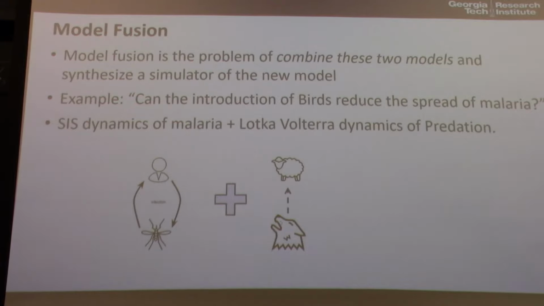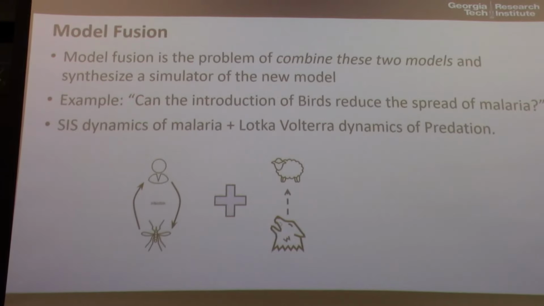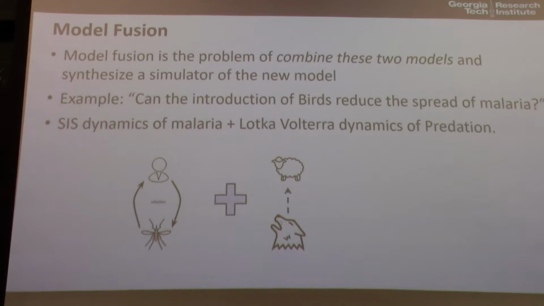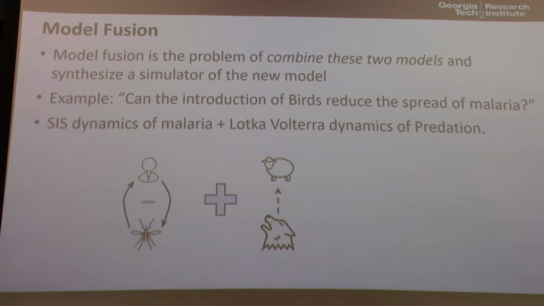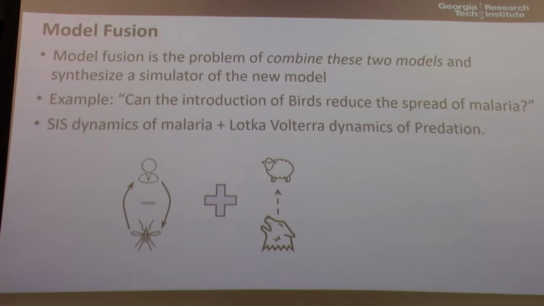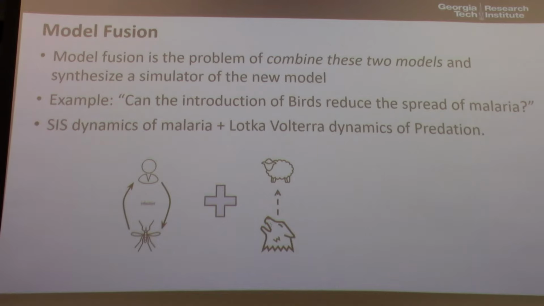So getting to model fusion. Oh, cool. For model fusion, this is a thing that scientists do all the time, where they make some model, say, of malaria. So you have people and mosquitoes, and the mosquitoes that have malaria will infect the people, and the people who have malaria will infect the mosquitoes when they get bitten. Instead of the people don't bite the mosquitoes.